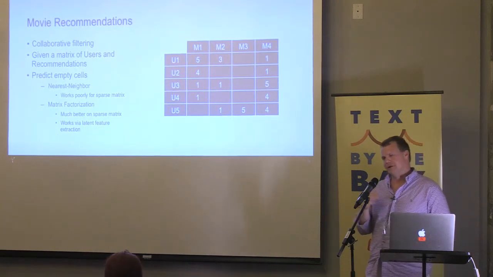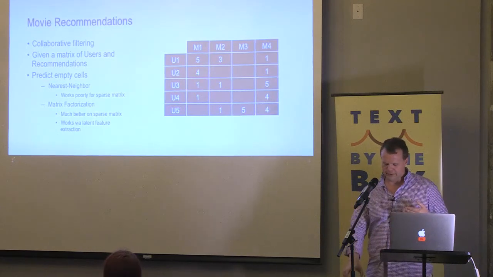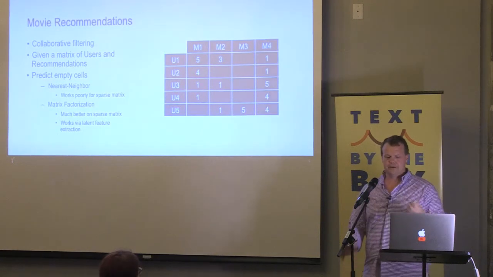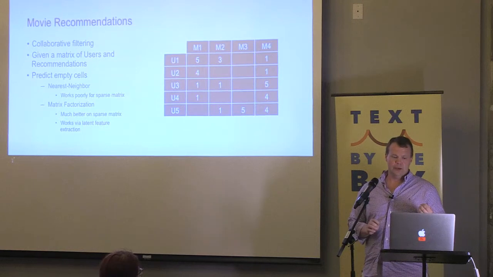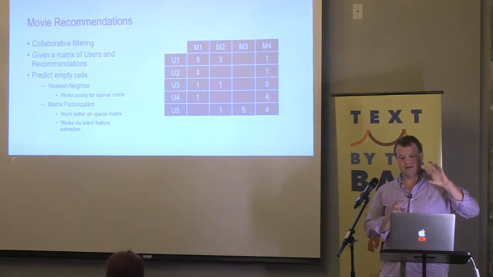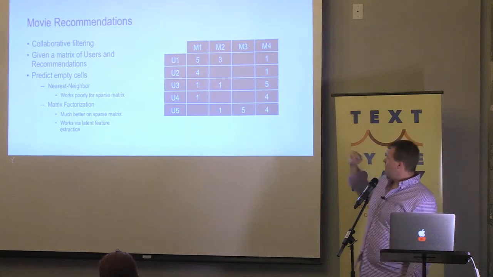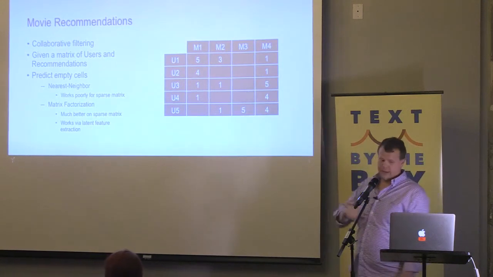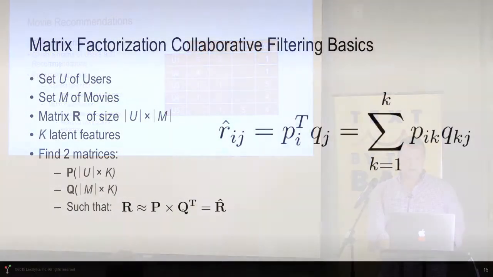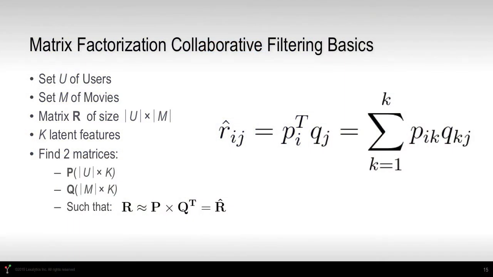Using a nearest neighbor approach fails because of the sparseness here. So what you want to be able to do is extract the latent features in the movies to say, okay, this one is kind of like this one, and so I can make some guesses about what's going to be inside of the blank columns. So let's talk a little bit about what that means.